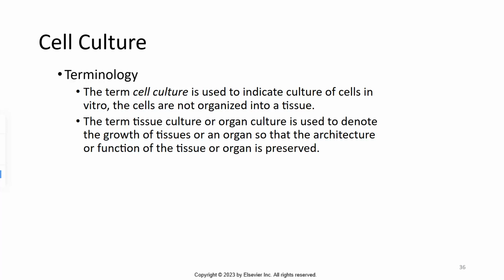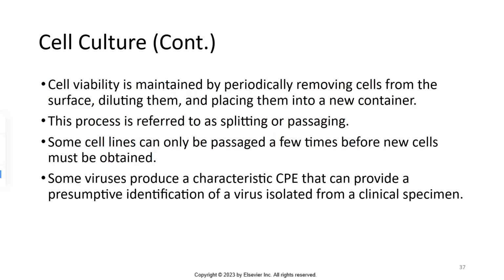Cell culture is used to indicate culture of cells in vitro, so in a petri dish. Tissue culture or organ culture is used to denote the growth of tissues or an organ so the architecture or function of the tissue or organ is preserved. Cell viability is maintained periodically by removing cells from the surface, diluting them, and placing them into a new container. When you start cell culture, it is a time consuming process. It's like taking care of a newborn baby.